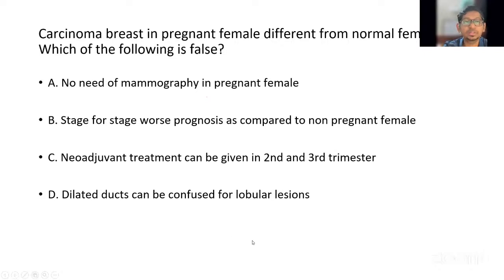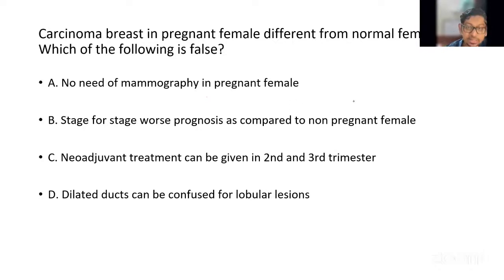Let's look at this. Carcinoma of breast in pregnant female different from normal female. Which of the following is false? No need of mammography in a pregnant female. Stage for stage worse prognosis as compared to a non-pregnant female. Neoadjuvant treatment can be given in second and third trimester. Dilated duct can be confused for lobar lesion.